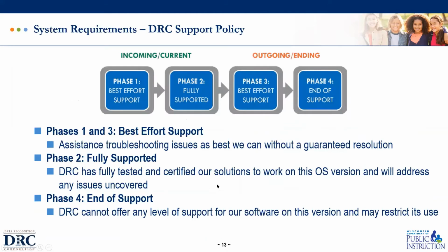From a DRC support policy standpoint, I want to cover that real quick before we talk about specifically where we are with different operating system support, and refresh folks on what comes out of the system requirements document. We really have a 4-phased approach where when something is new or introduced, it goes into phase 1 where we provide best effort support. It goes into full support generally within 30 to 90 days after it's released. We really try to keep it a lot closer to that lower end of 30 days.